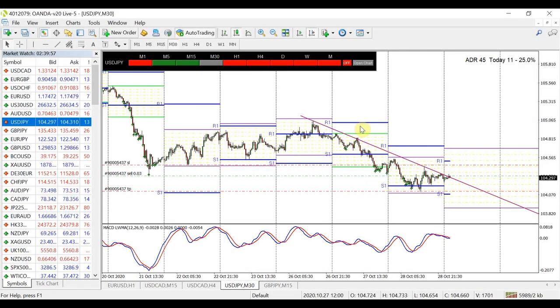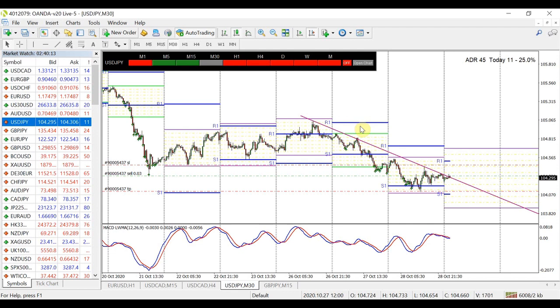So I've just placed an entry on the USD JPY, and I wanted to walk you through the logic of this trade, as well as giving you an example of how you can utilize R1 and S1 levels as potential take profit targets.